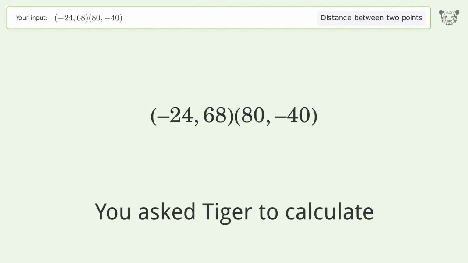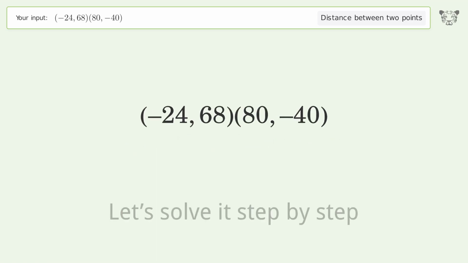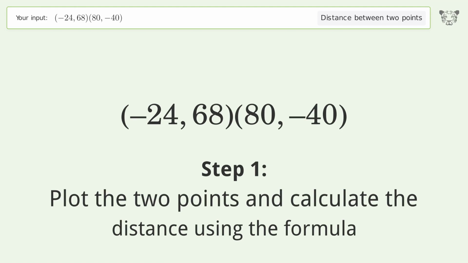You ask Tiger to calculate. This deals with the distance between 2 points. The distance between the 2 points is the square root of 22,480, or 149.933. Let's solve it step by step. Plot the 2 points and calculate the distance using the formula.